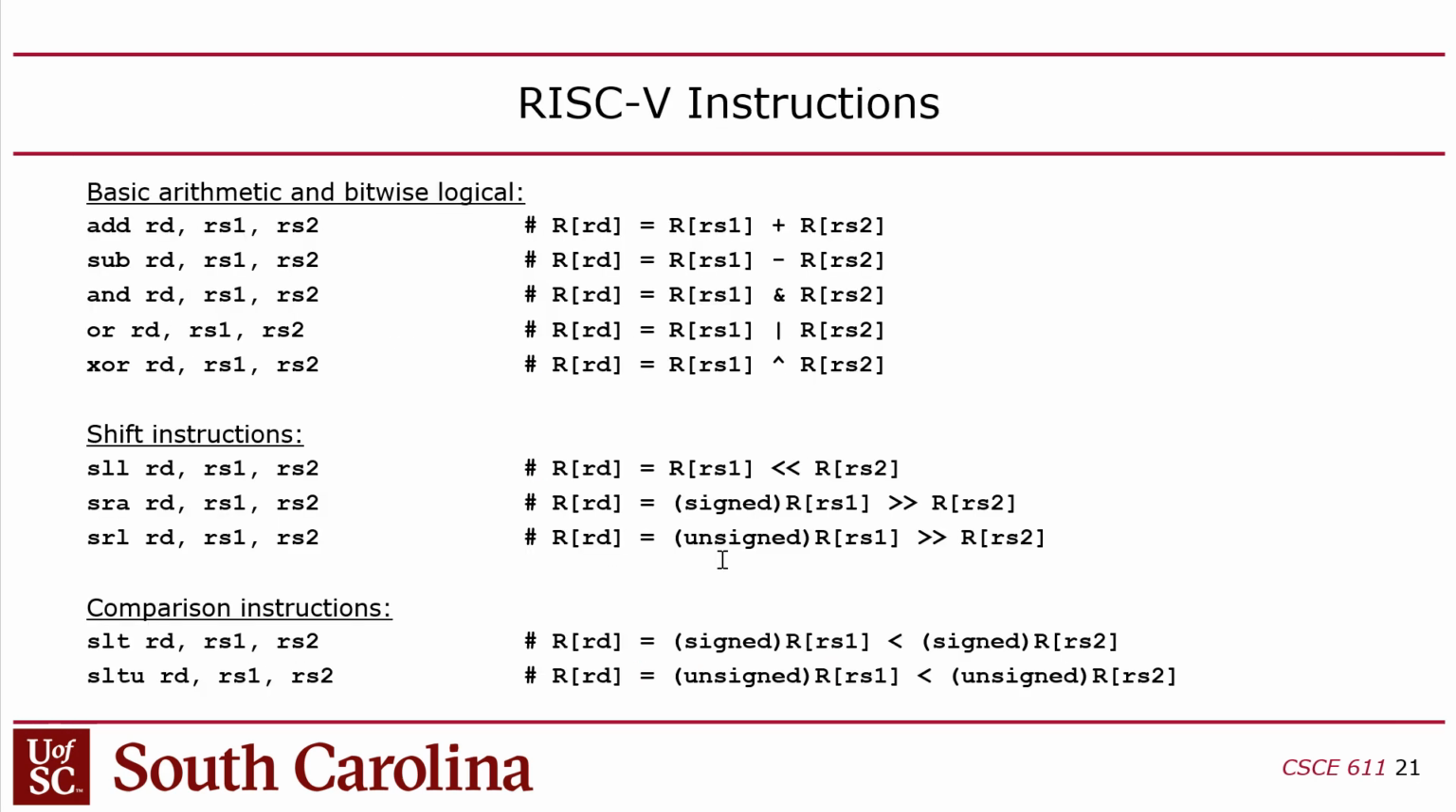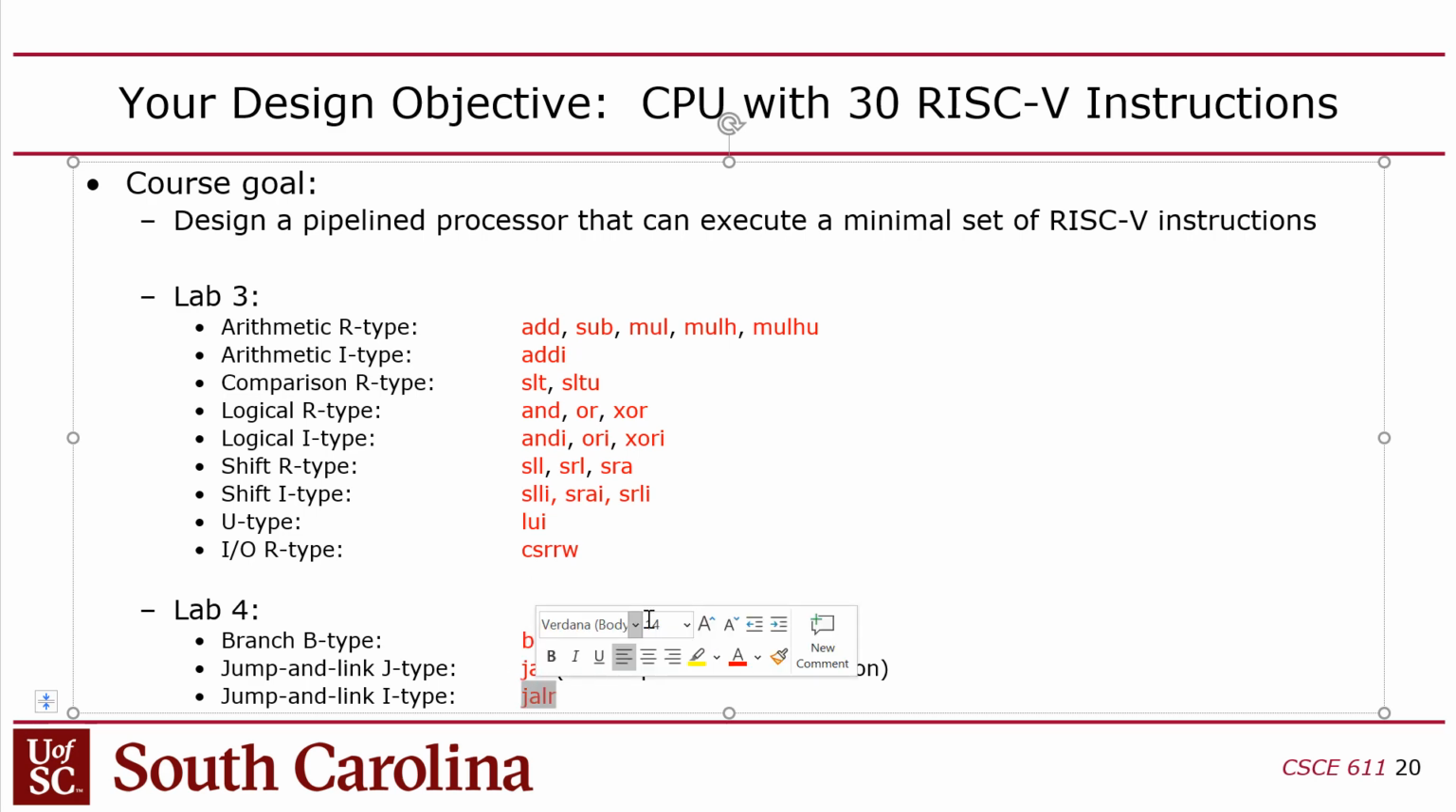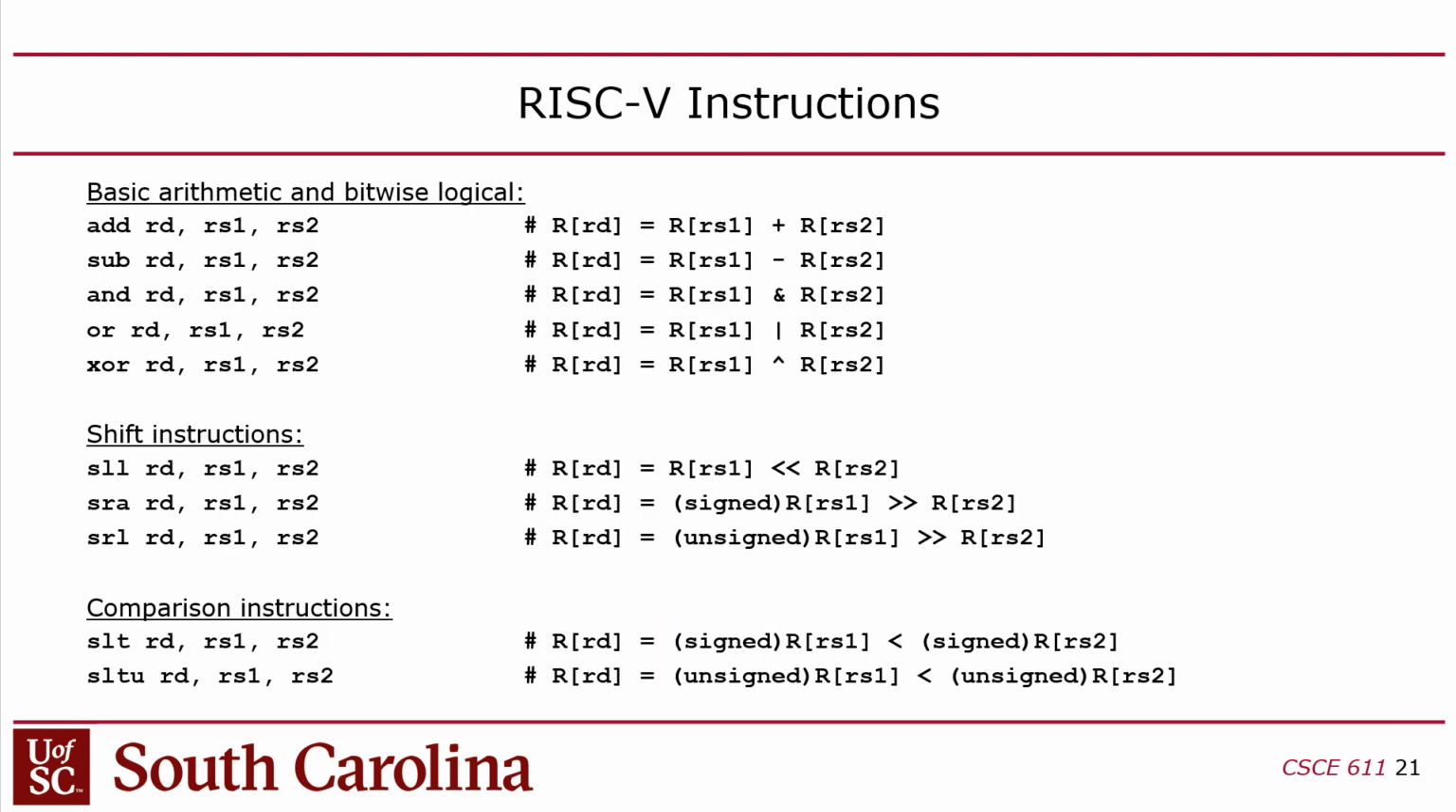There are 6 branch instructions that are all similar, differing only in the comparison that's being performed. The comparison determines whether the branch is taken or not. And then there are 2 jump instructions which are unconditional. And they both write the return address to a destination register. So that's jump and link register. So that completes our repertoire.